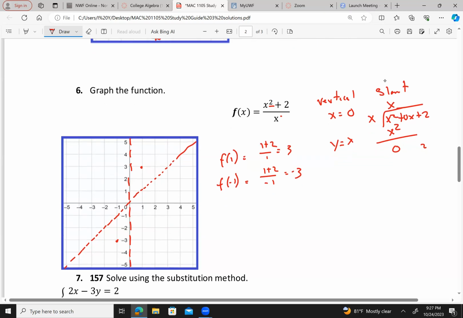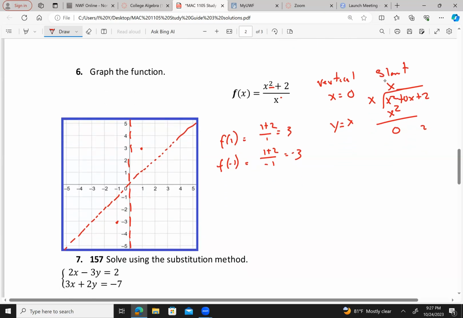So let's look at this. We can put this in our calculator. Y equals, open parentheses, x squared plus 2, divided by x. And graph it. And you're going to get a shape something like this. So that's what we're looking at. Again, I'm looking at the general shape. I'm not looking for precise.